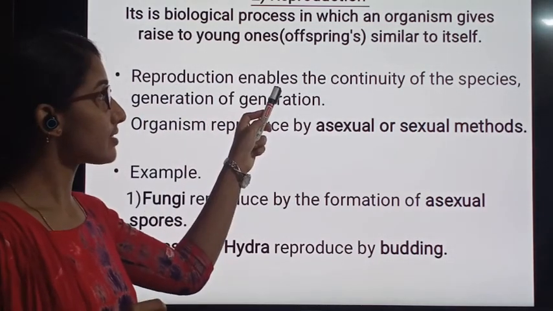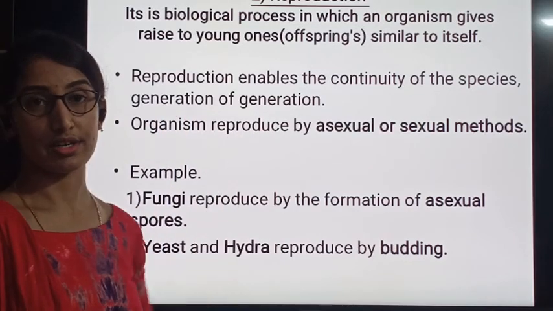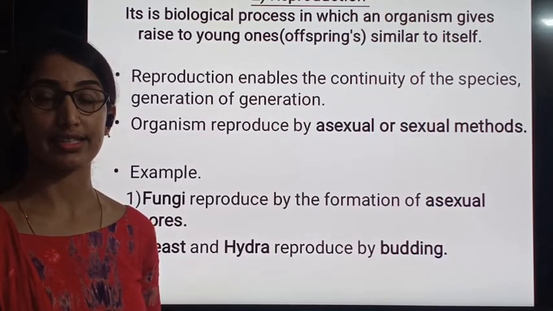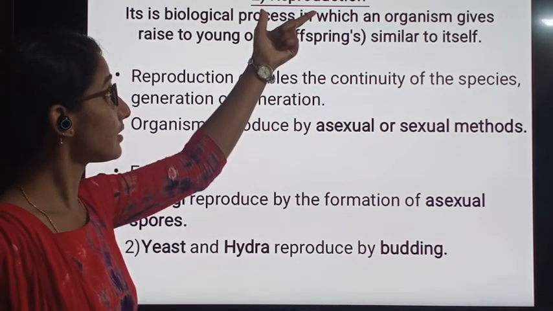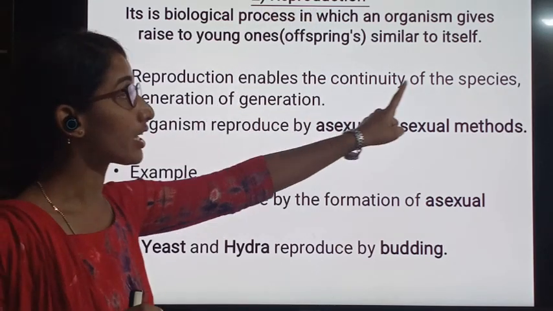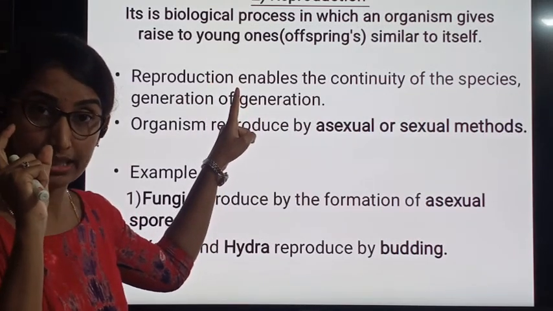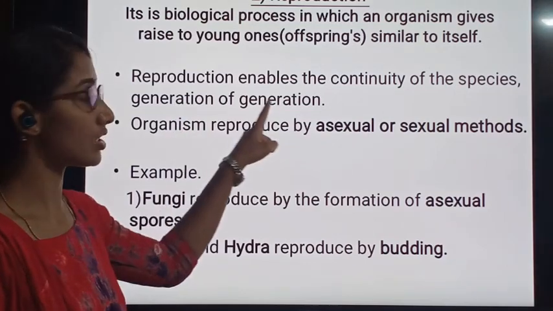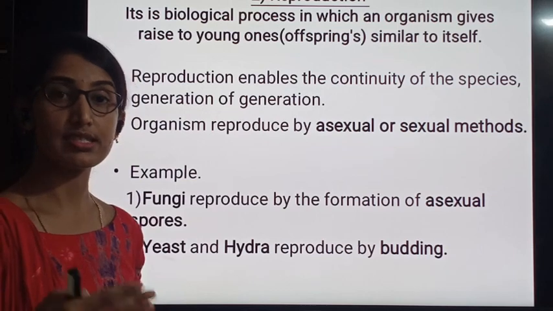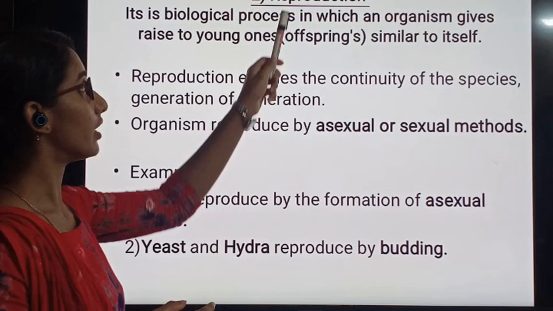Reproduction enables the continuity of the species generation after generation. I told you before, it's the most important living characteristic. Why? Because this is the one living character that helps in the continuation of a particular species or organism generation after generation. It increases its population and continues its generation by the help of reproduction.